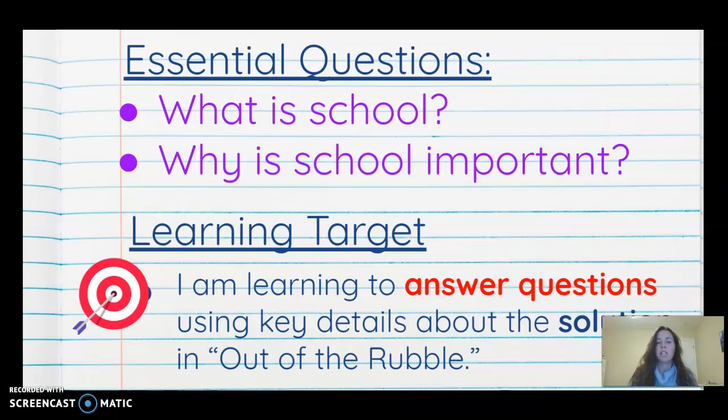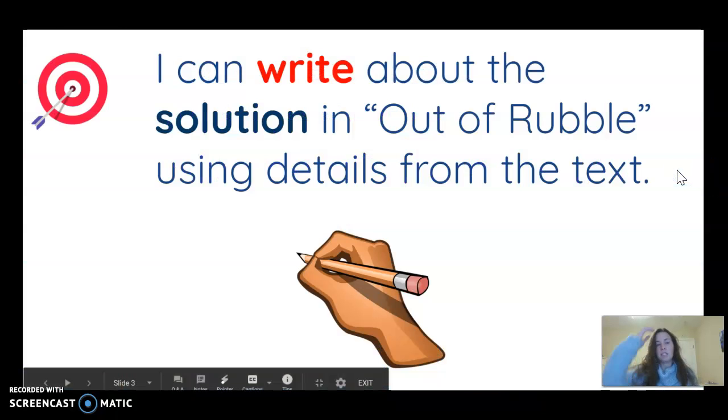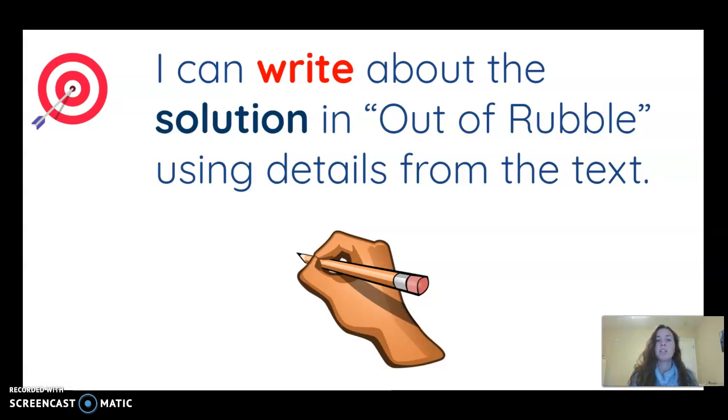Our learning target for today is: I am learning to answer questions using key details about the solution in Out of the Rubble. By the end of today's lesson, you'll know you've met our success criteria if you are able to write about the solution in Out of the Rubble using details from the text.